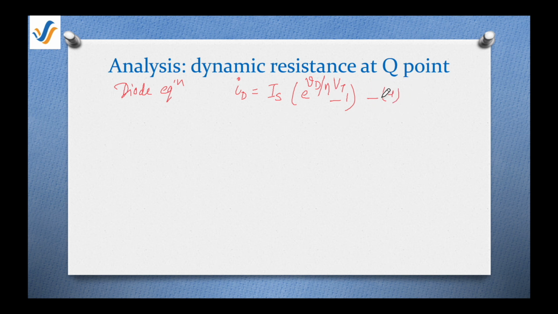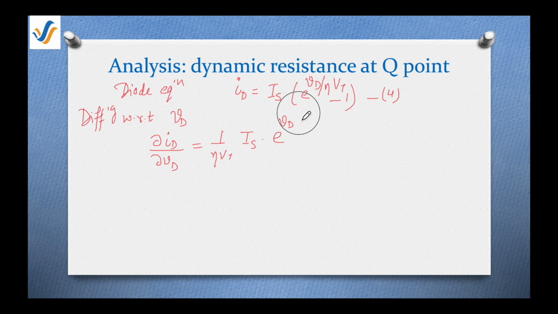Okay, now to find the dynamic resistance, I am differentiating both sides with respect to what? With respect to the voltage. So on differentiating, I will have del ID upon del VD equals 1 upon eta VT, product of the saturation current and the exponential part, that is the voltage eta VT. Not the diode voltage, sorry, it is the total voltage in the circuit upon eta VT. Okay, so this is equation 5.